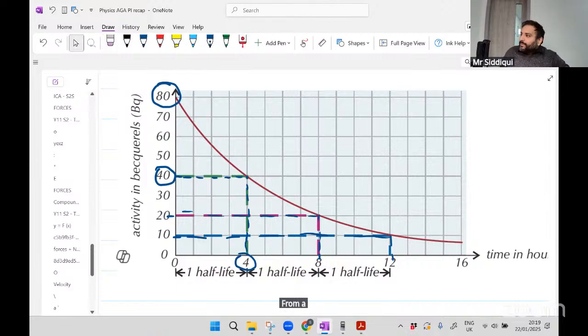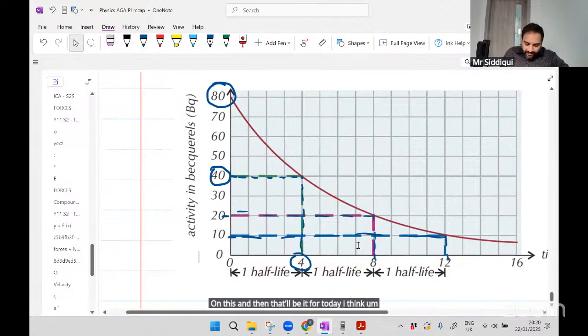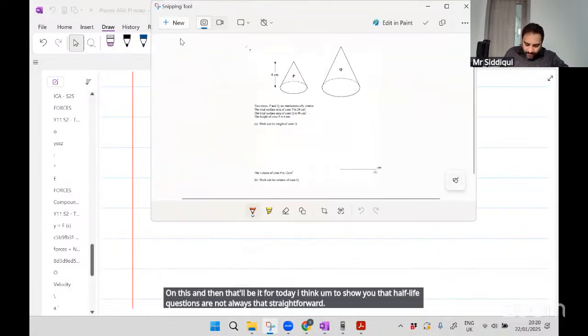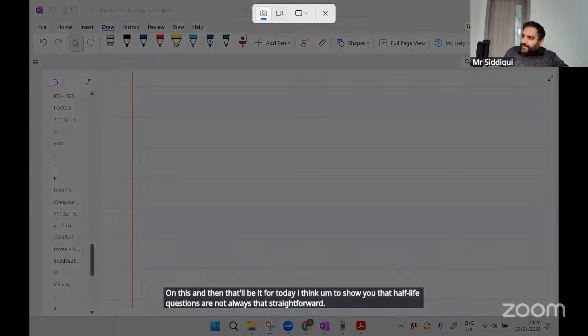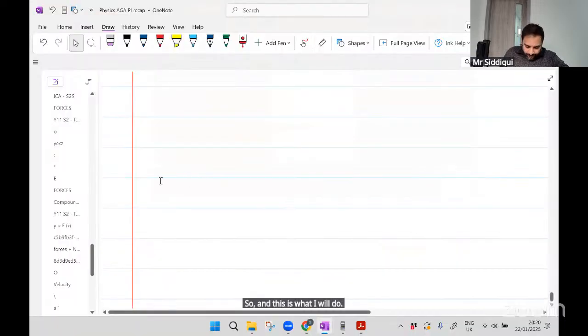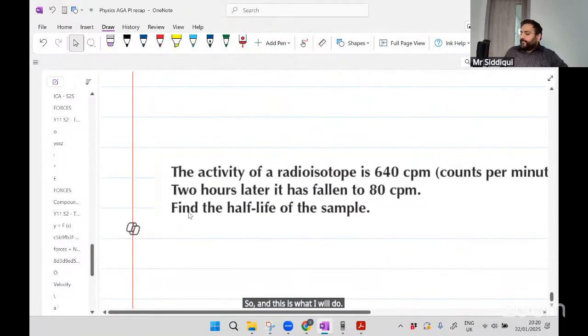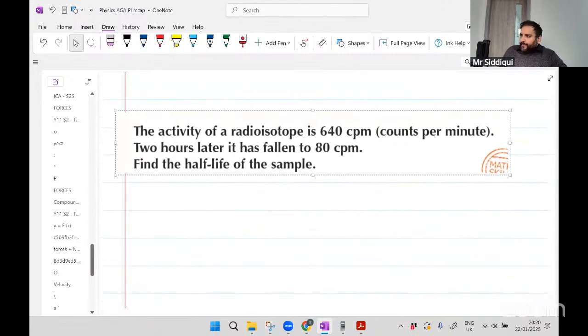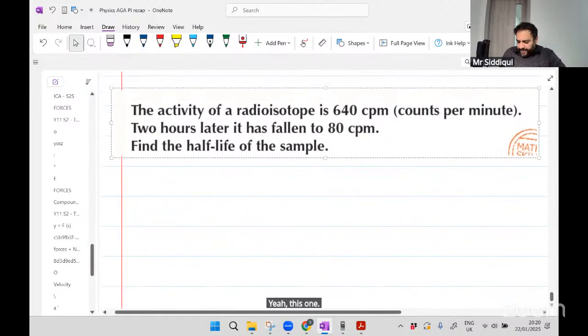I'm going to do one more question on this, and then that'll be it for today, I think. To show you that half-life questions are not always that straightforward. So, this is what I will do. Yeah, this one. In fact, I'll do a tiny bit more. I've got something else to say.